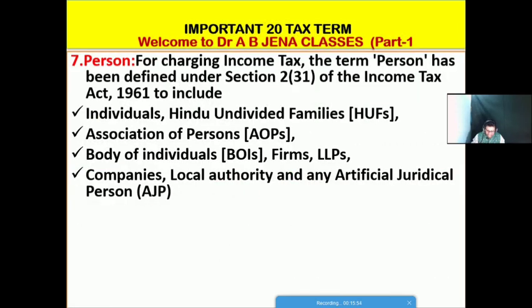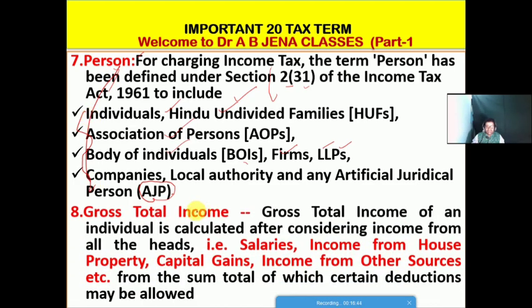So next, person means the assessee, which we have already discussed, for charging income tax. The government will charge income tax on our earnings. The term person has been defined under section 2 subsection 31 of the Income Tax Act 1961 and includes individuals, Hindu undivided family, association of persons, body of individuals, firms, LLP, that is limited liability partnership firms, companies, local authorities, and any artificial judicial person. They are treated as a person.